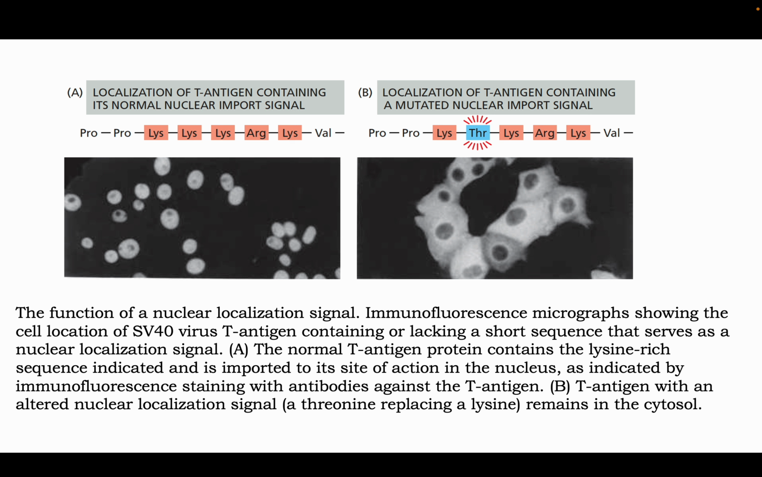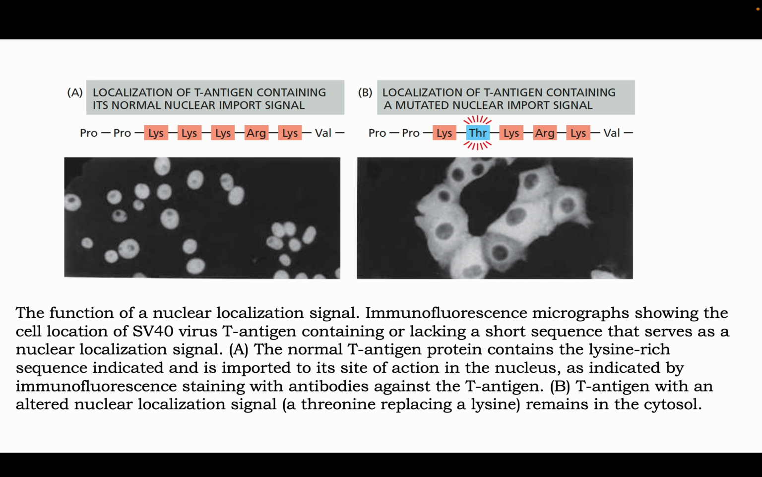But they wanted to prove that if we disrupt any amino acid in the protein structure, what will happen? Will this protein still be recognized by the nuclear importer or the nuclear pore complex? So they mutated the sequence. One lysine amino acid they mutated to threonine, and then they did immunofluorescence. For immunofluorescence, we use an antibody against the protein, and that antibody is attached to a fluorophore, so we can image it.